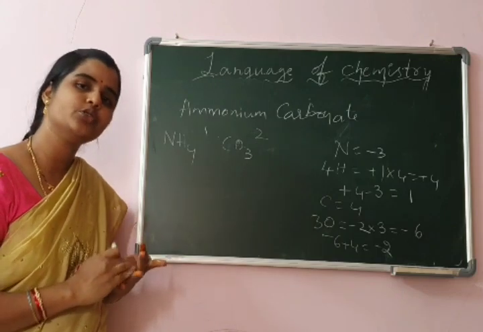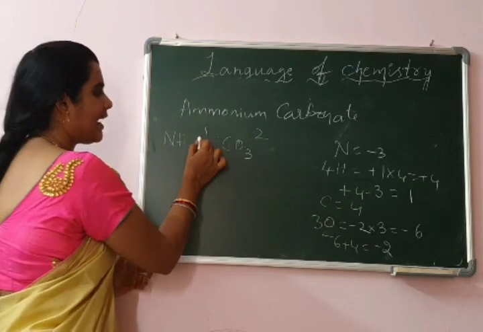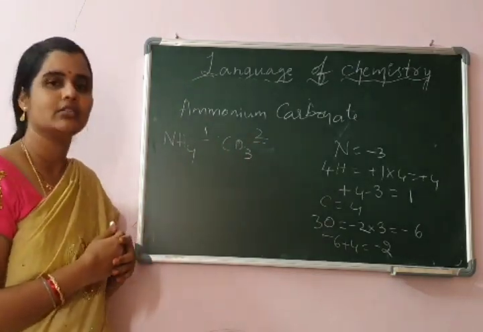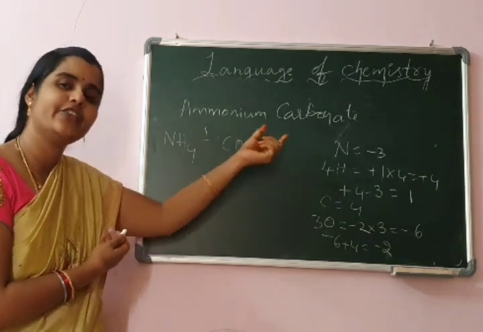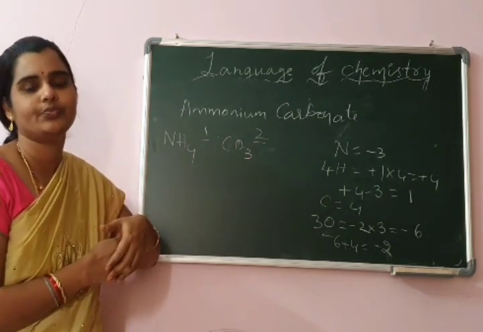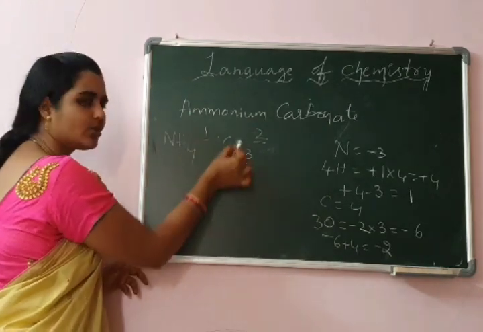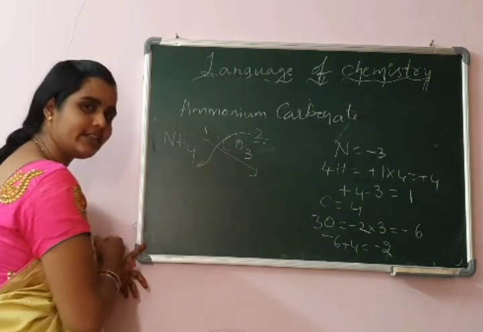Now what we have to do? We have to divide it with the highest common factor. So what is the highest common factor for 1 and 2? It is nothing but 1. So if you divide 1 with 1, you will get 1. If you divide 2 with 1, you will get 2. Okay. So now you have to crisscross this. 1 should be written here and 2 should be written here.